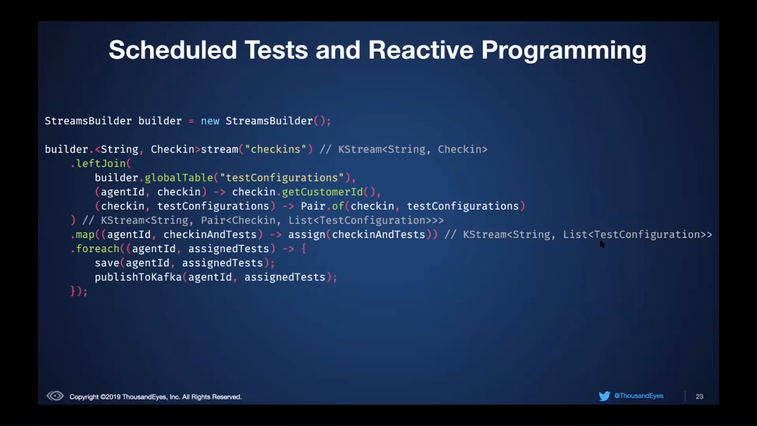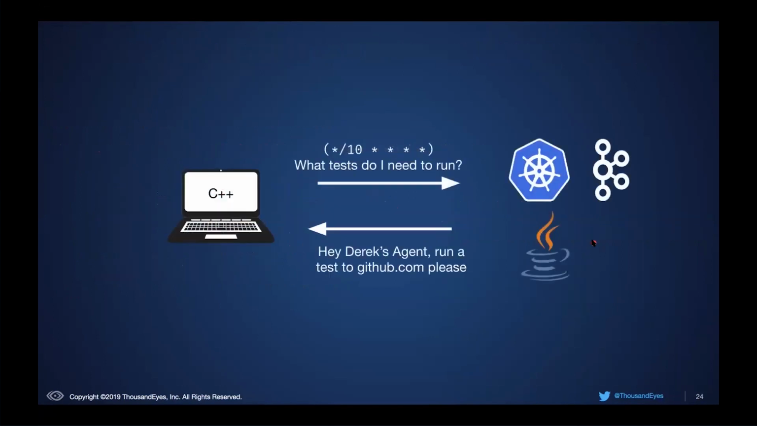Finally, for each test that this agent needs to run, we save it, and then we also publish it to Kafka. And because we've saved it as state, when the agent polls the scheduler every 10 minutes for what test it needs to run, the scheduler has the answer already.